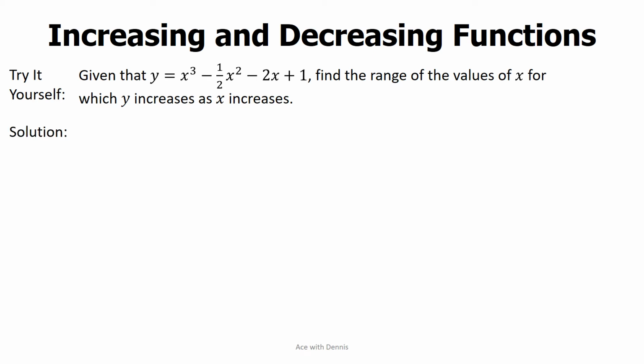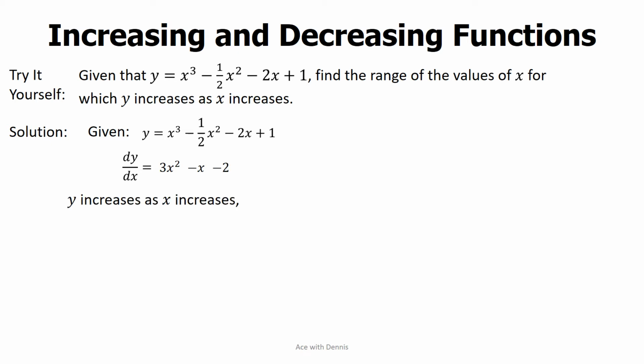Okay, here's the solution. Given that y equals x cubed minus half x squared minus 2x plus 1, we can differentiate this equation. dy over dx equals 3x squared minus x minus 2. It mentioned that y increases as x increases, which means it is an increasing function. Therefore, dy over dx is greater than 0. Hence, 3x squared minus x minus 2 is greater than 0. Then from here, we need to solve quadratic inequalities.